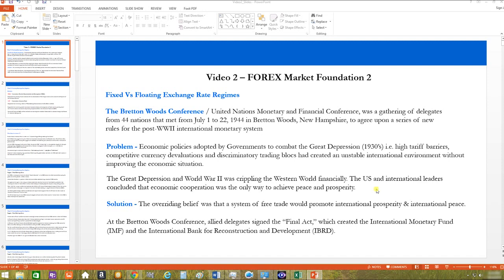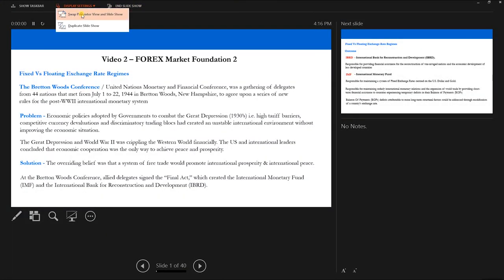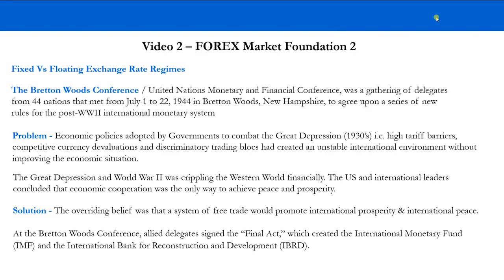So there's a lot of information to get through here. So why don't we maximize the screen and start going through the differences between fixed and floating exchange rates.